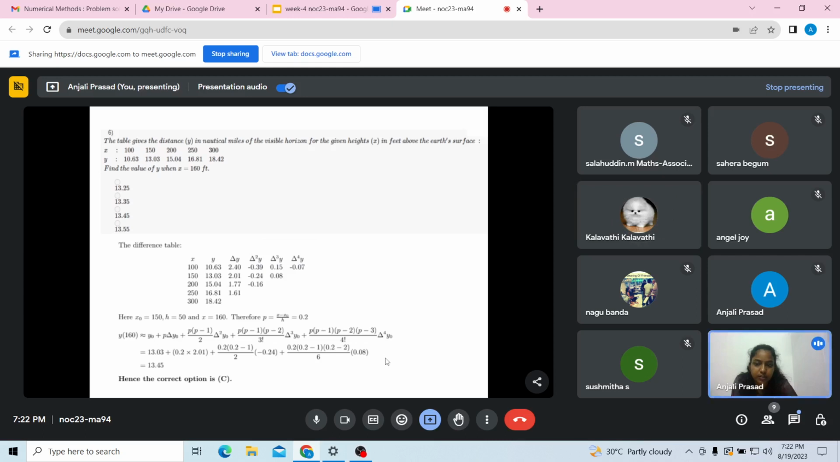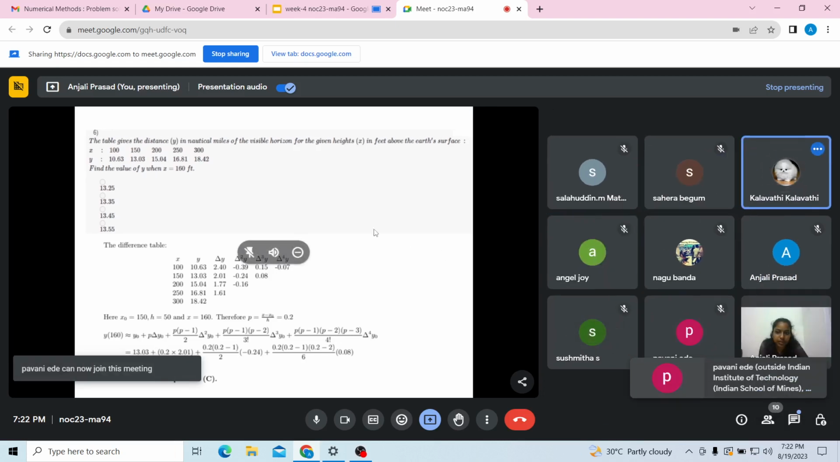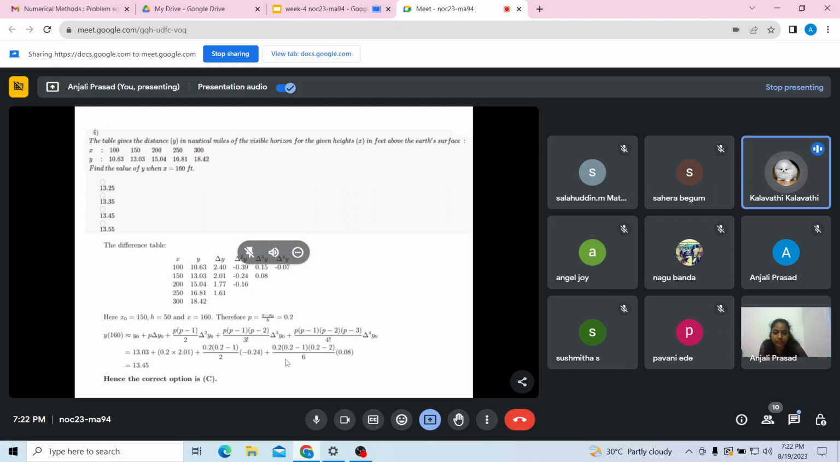It's not given on the screen, but one more term will come for del 4. So you will get plus 1.2 into 1.2 minus 1 into 1.2 minus 2 into 1.2 minus 3, upon 4 factorial, multiplied with minus 0.07, that is del 4 y naught. Now simplify. Are you getting it?